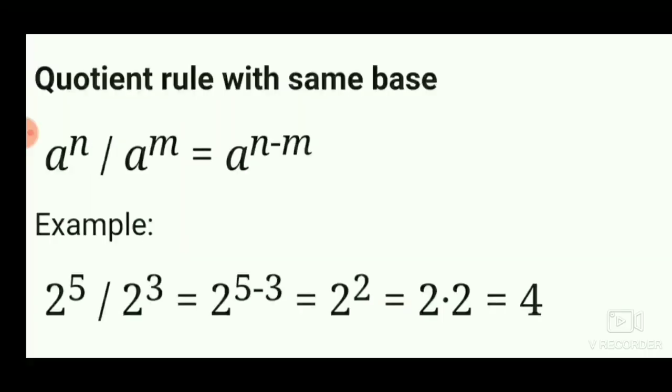The third rule of exponents is the quotient rule with same base. When we divide two numbers having the same base but different powers, then we have to subtract the powers. That is, a to the power n when divided by a to the power m is equal to a to the power n minus m. For example, when we divide 2 to the power 5 by 2 to the power 3, it will be equal to 2 to the power 5 minus 3. So it is equal to 2 to the power 2, and that is equal to 4.